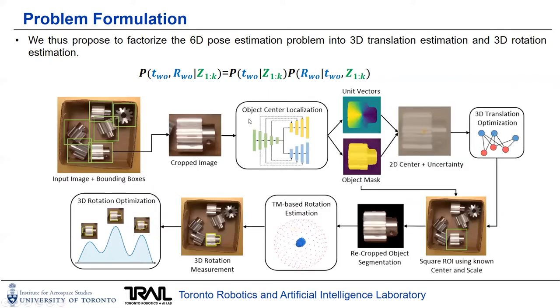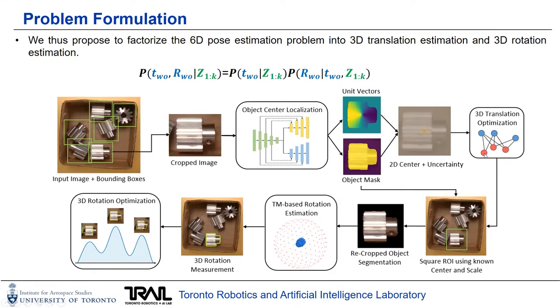Again, using this formulation, I'll bring back the pipeline. Our multi-view framework comprises two major steps: the upper part and the lower part. In the first step, we estimate the 3D translation by integrating per-frame neural network predictions into a global optimization framework. The network predicts a segmentation mask and the 2D projection of the 3D model origin, and the 3D translation can be estimated by minimizing a 2D reprojection error.